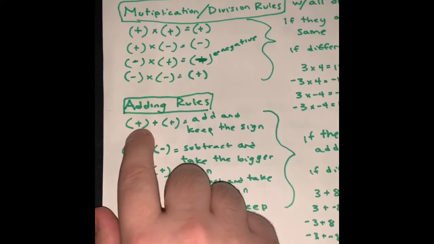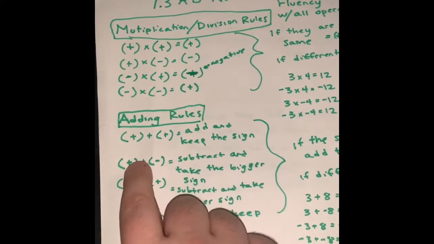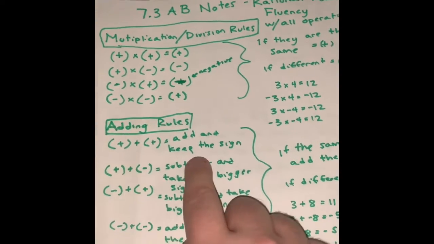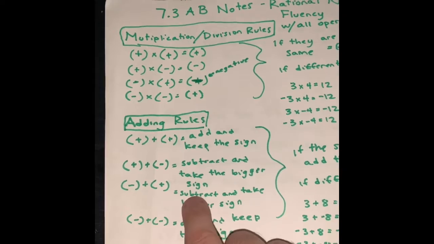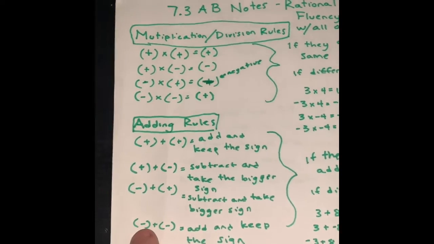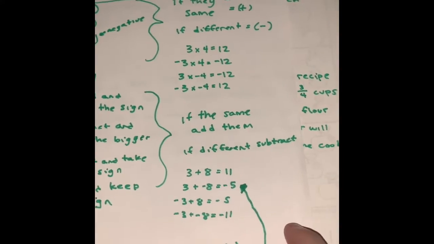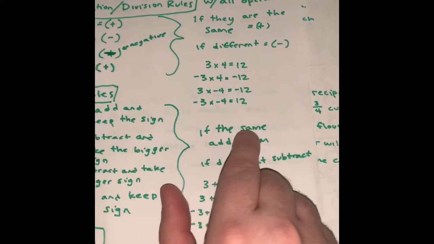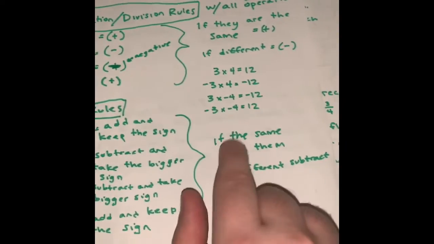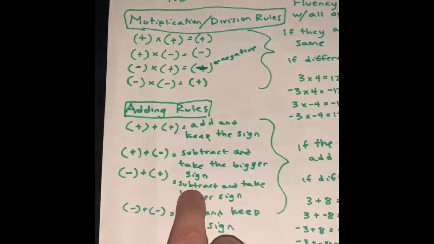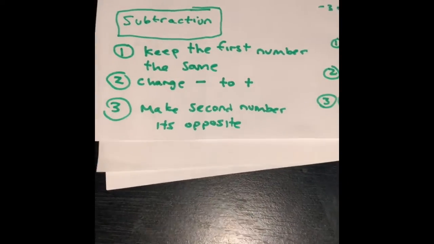When we go down to our adding rules, it's really similar, but we don't want to get it mixed up. Positive plus positive, we're going to add them and keep the sign. Positive plus negative, subtract and take the bigger sign. Negative plus positive, subtract and take the bigger sign. Negative plus negative, add and keep the sign. So what we're going to see over here is if they are the same, like here and here, we're going to add them. If they are different, like the two middle ones, then we are going to subtract and take the bigger sign.